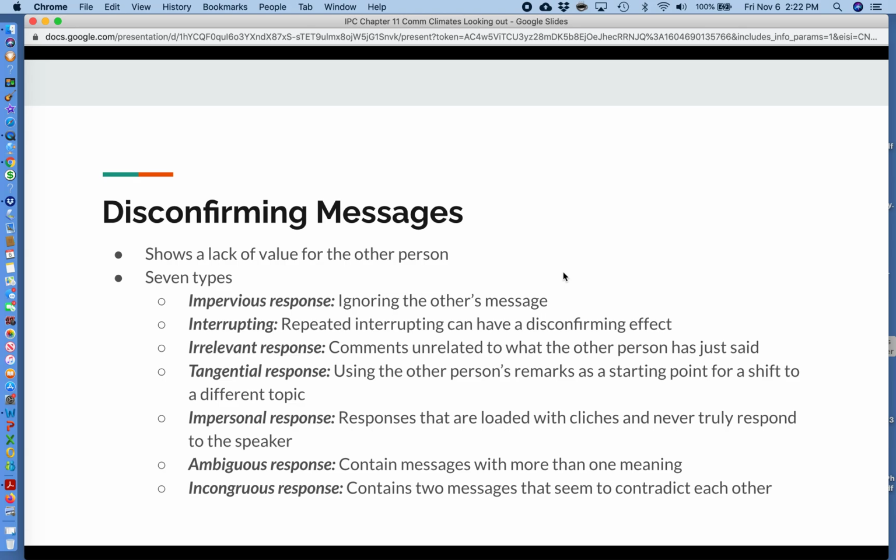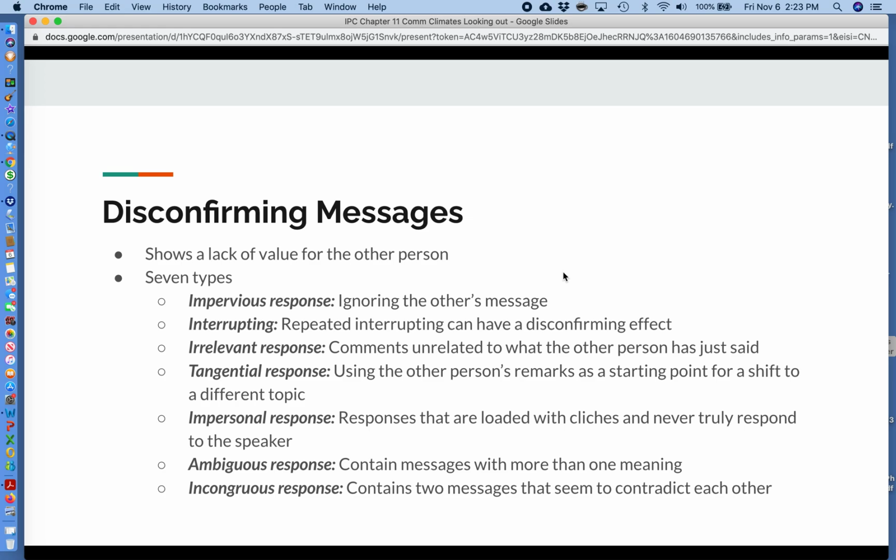The impersonal response, so that's the response that's just loaded with cliches and never is a real, true kind of response. So, for example, you might go to your parents and say, "I just broke up with my girlfriend, and I'm really upset," and they say something to you like, "Oh, there's plenty of fish in the sea," or "Time heals all wounds." Those are examples of impersonal responses.